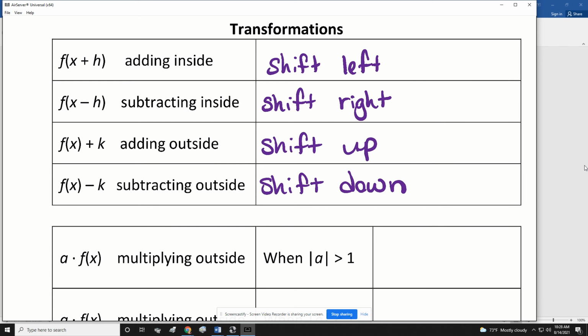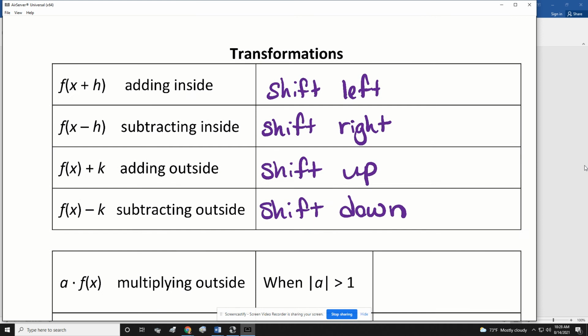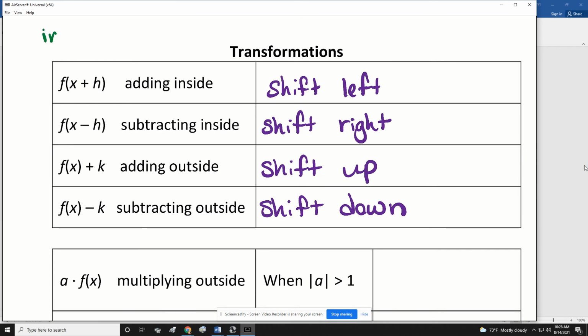Check your adding and subtracting transformations. So don't forget that the inside lies. So it's going to be the opposite of what you're going to expect it to be. So adding inside does shift it to the left, and subtracting inside does shift it to the right, because the inside lies. It shifts it in opposite of what you would think. Okay.